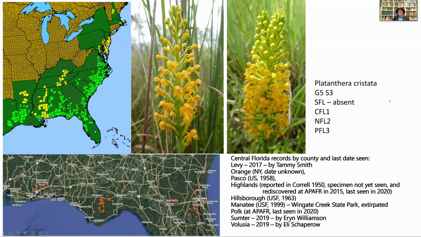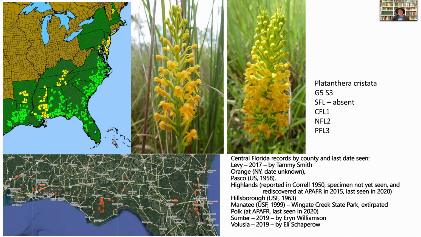As we move to increasing rarity, we get to Platanthera cristata. Again, we have a fairly wide range. Notice all the way south on the range map to Manatee County. But when we look at the iNaturalist records of this species, we have nothing south of Putnam County. There actually are a few records south of that.